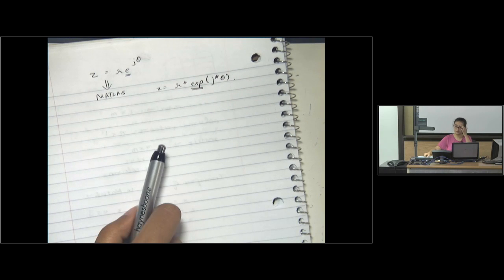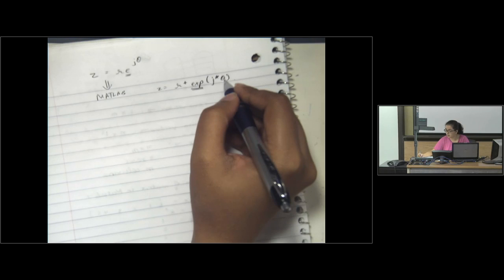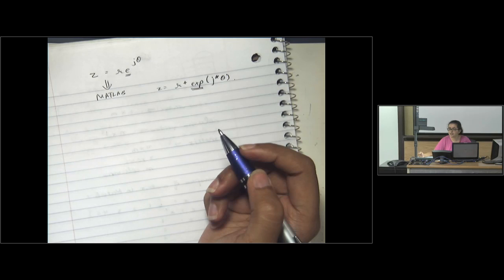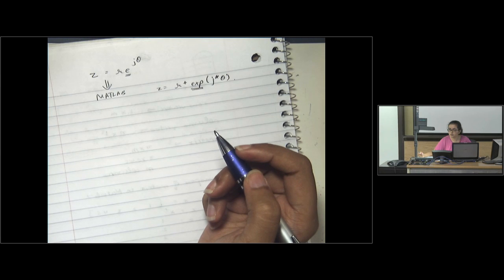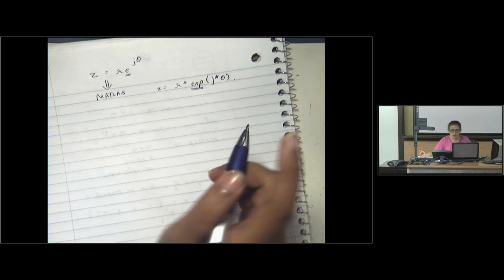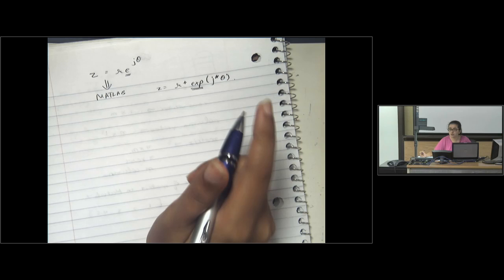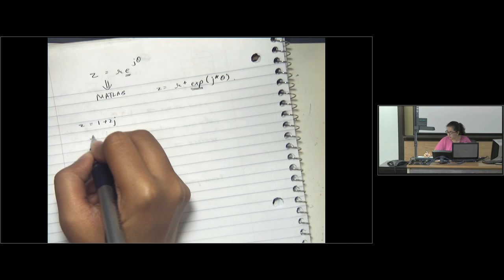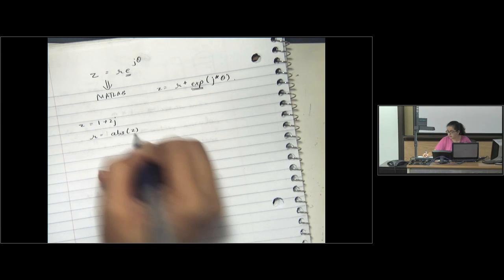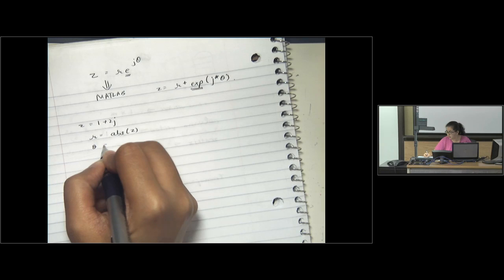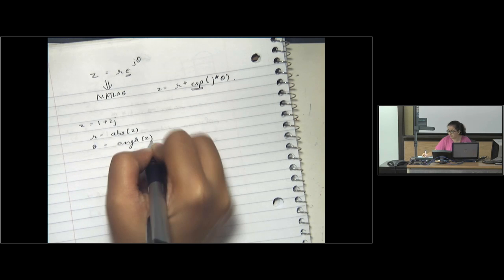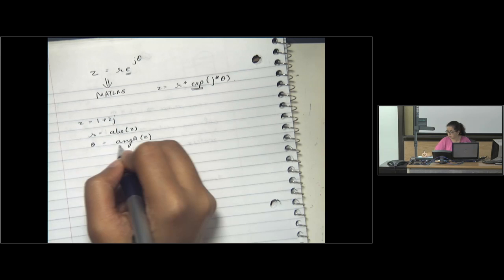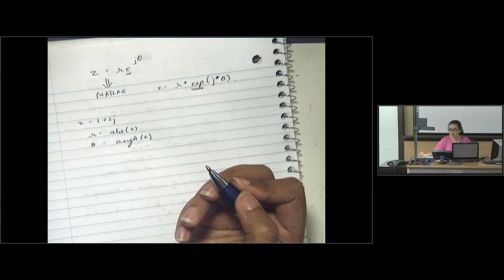How do we get theta in MATLAB? Theta or q is just a variable. Theta is obtained using the angle function. So you have z equal to 1 plus 2j already. r is equal to abs of z, and your theta is equal to angle of z. So using the angle function, you can get theta.